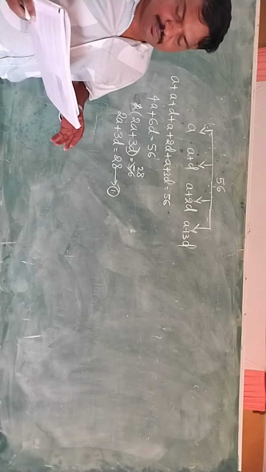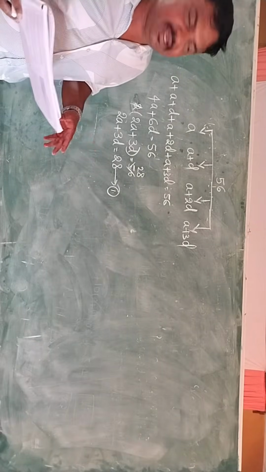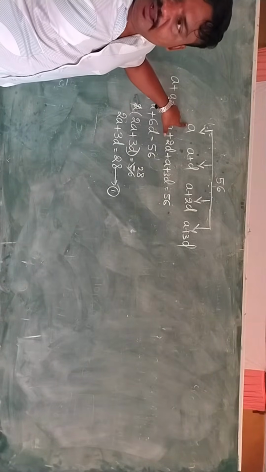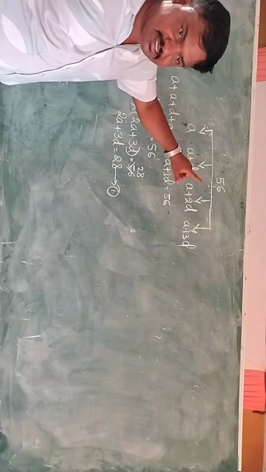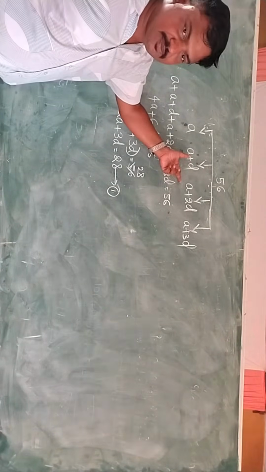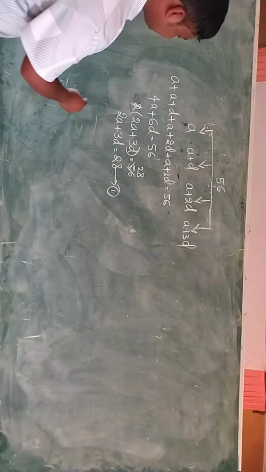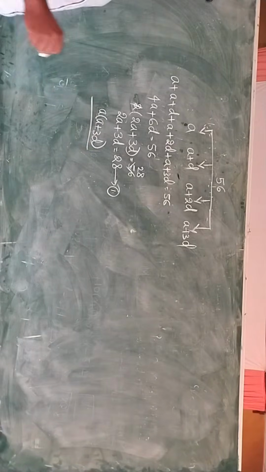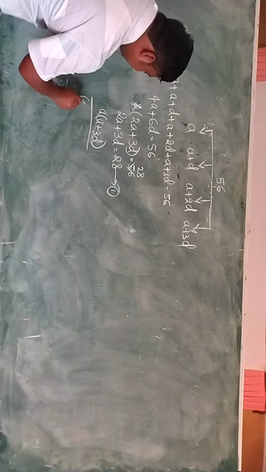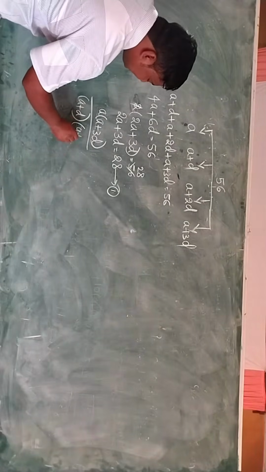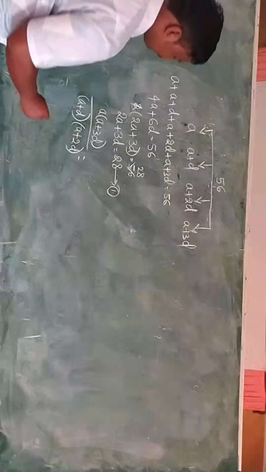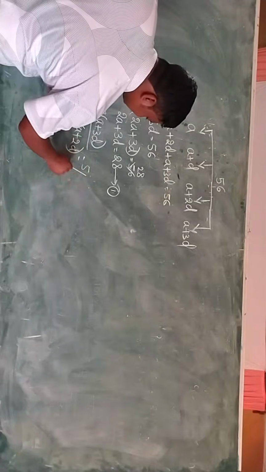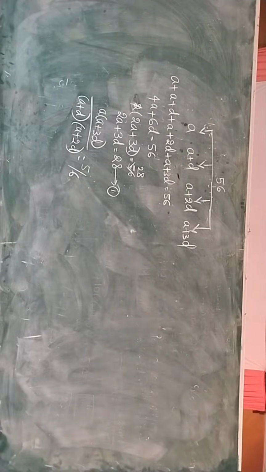if the ratio of the product of extremes to the product of their means. Extremes means first and last term. Mean means middle terms. The product of extremes, a into a plus 3d, to the product of means, that is a plus d into a plus 2d, is equal to 5 upon 6. 5 is to 6. So now, simplify this one.